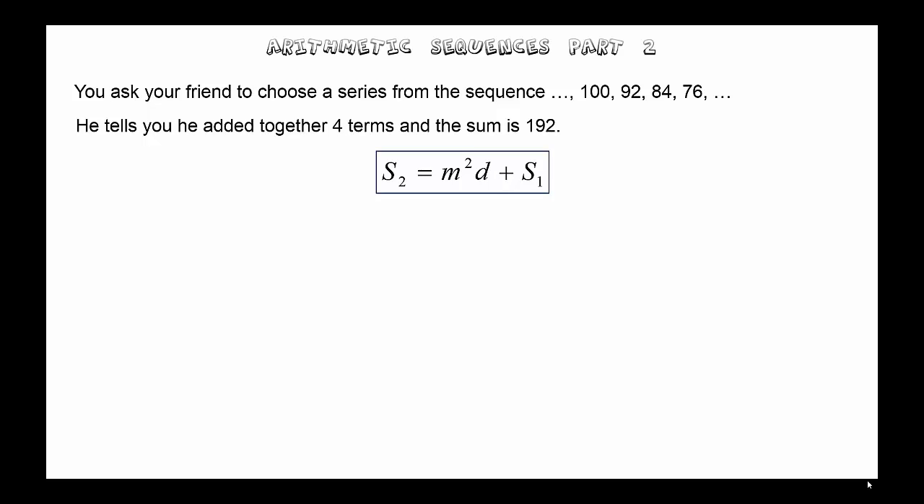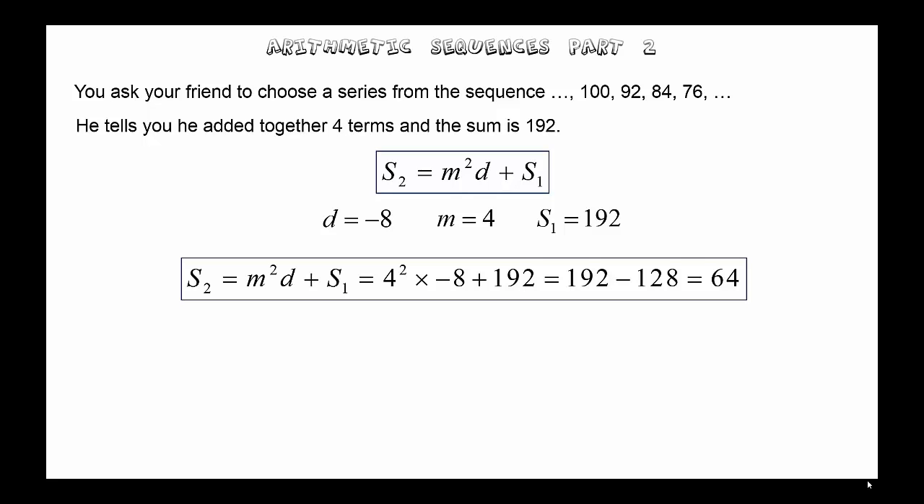Now we're going to use this expression that we just developed to work out the sum of the last 4 terms. The sequence has d equals -8 because the terms are descending by 8. And of course there are 4 terms that will be summed, so m equals 4. And of course we also have that the sum of the first 4 terms as revealed by your friend is 192. So let's make those substitutions. And you can see that it comes out that the sum of the last 4 terms is 64.